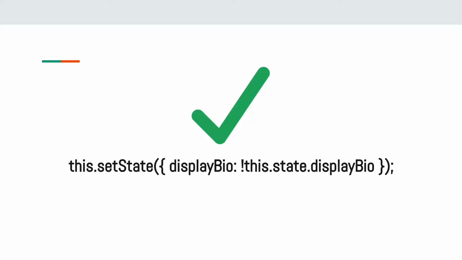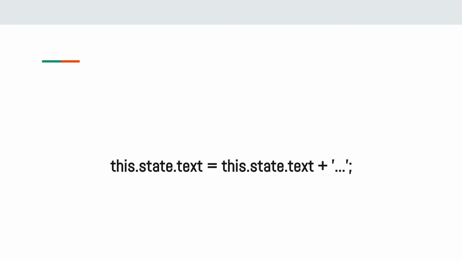All right, before we get into why the setState approach is required, let's take a look at another example. Take this line of code. It's attempting to update a text variable in the state object by adding 3 periods to the text key. Now, is this a bad example or recommended example of updating the state? It's definitely bad. This is another example of directly modifying the state.